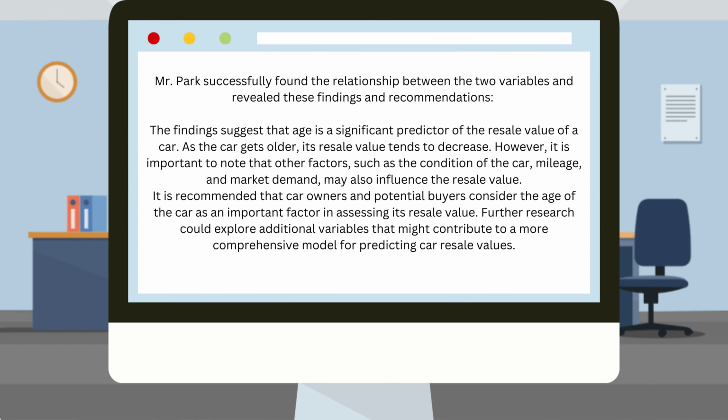Mr. Park successfully found the relationship between the two variables and revealed these findings and recommendations. The findings suggest that the age is a significant predictor of the resale value of a car. As the car gets older, its resale value tends to decrease. However, it is important to note that other factors, such as the condition of the car, mileage, and market demand, may also influence the resale value.